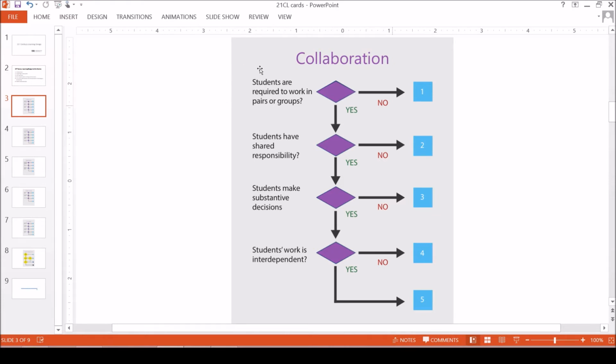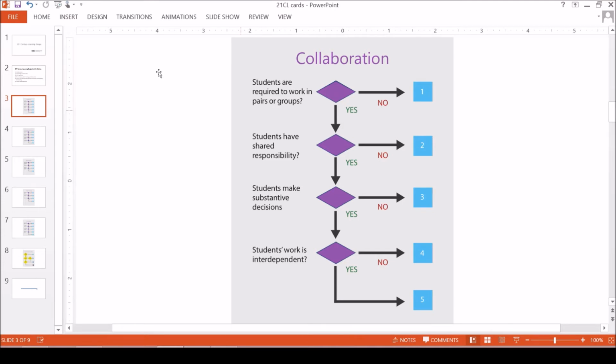If the answer is no, we move over to the side into the square, and there's a number associated with it. And as we're scoring this lesson quantitatively, that'll be the number we use for this particular section. So let's look at collaboration here. The first question to ask yourself about the lesson is pretty straightforward. Are the students required to work in pairs or groups?